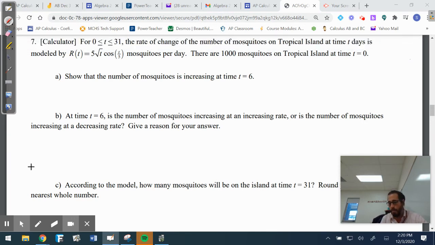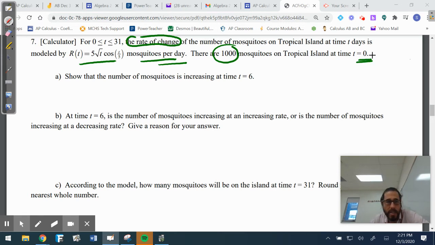One of the most important problems here in chapter 5 is this one. All right, we have rate of change. Ooh, rate of change. That means this is already like a derivative, right? The rate of change of the number of mosquitoes on a tropical island at time t days is this. So that is a rate, right? It even says mosquitoes per day. Let's circle this, because it says there's 1,000 mosquitoes on the tropical island to start at time t equals 0. It says show that the number of mosquitoes is increasing at time t equals 6.